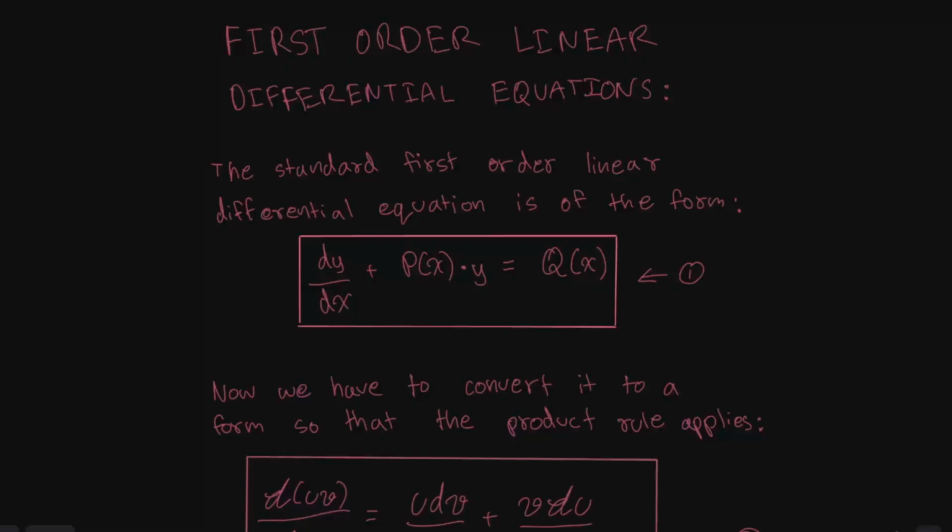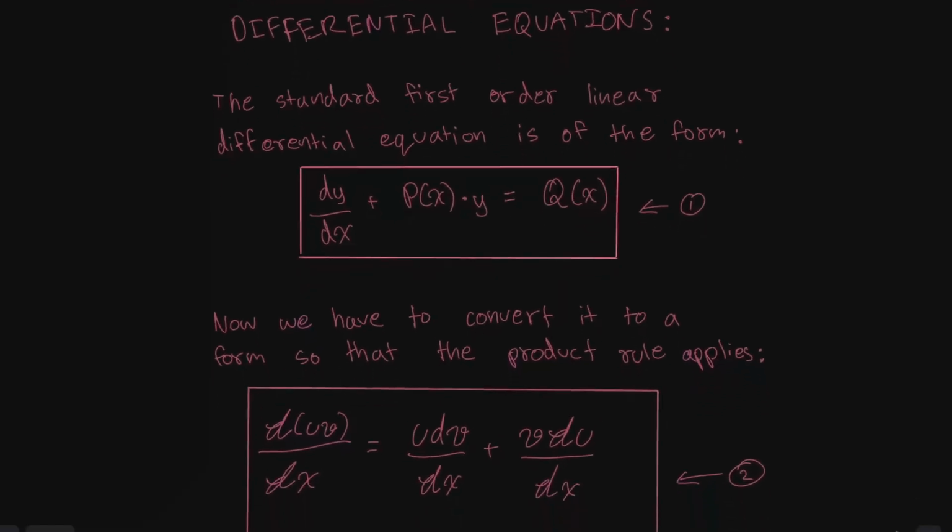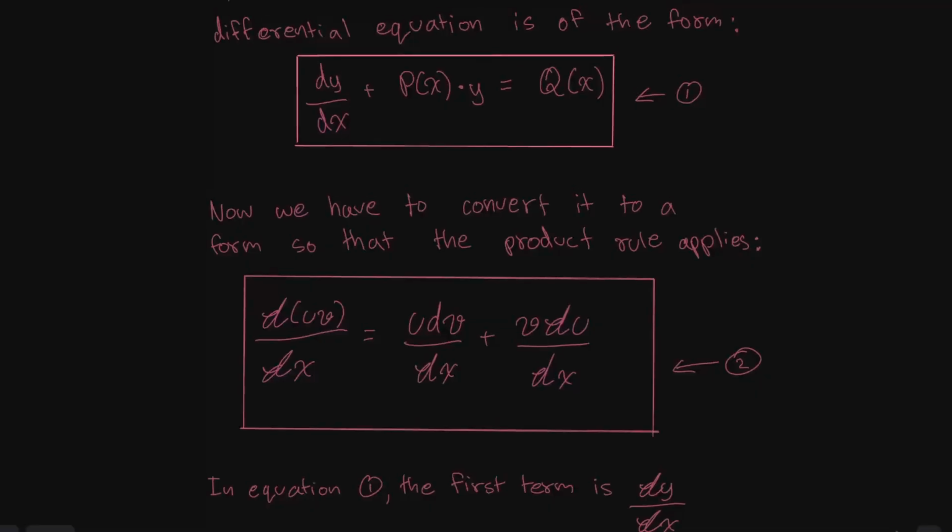And in order to solve for y, in this case, we're going to use the product rule to make it easier for us. So the product rule is d(uv) by dx is equal to u dv by dx plus v du by dx. And we're going to define that as our second equation so that we can reference it. Because the whole point of using the product rule is that we need to get our first equation in terms of something that we can apply the product rule to.